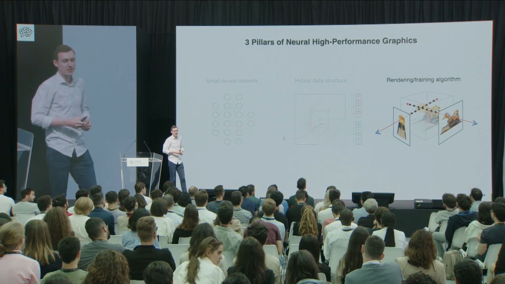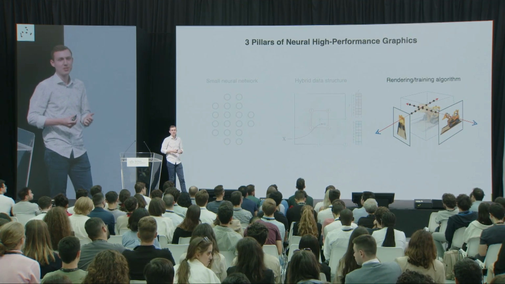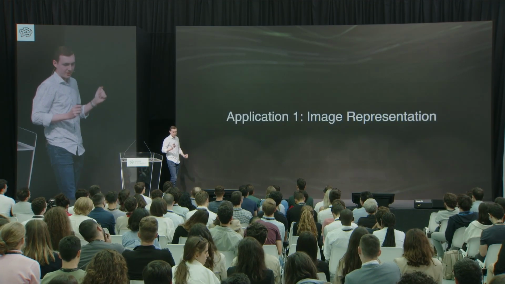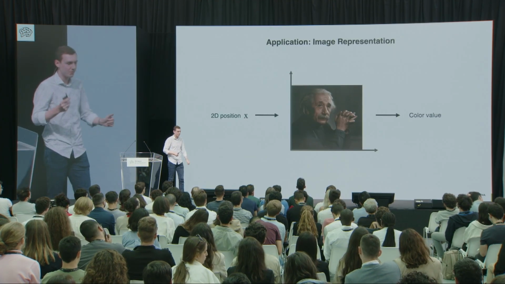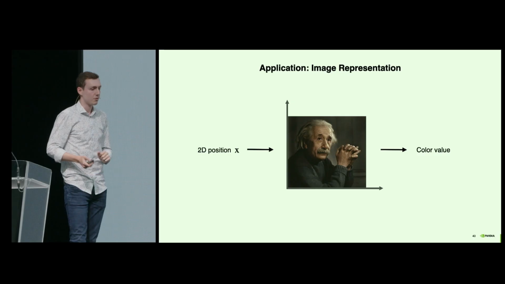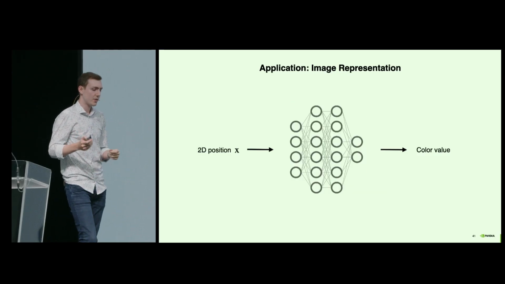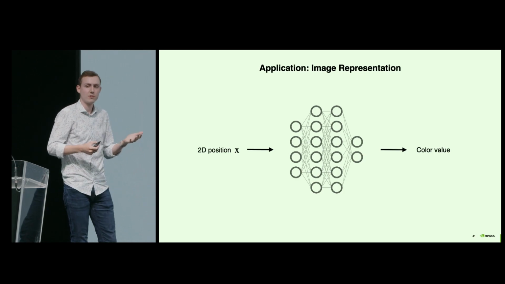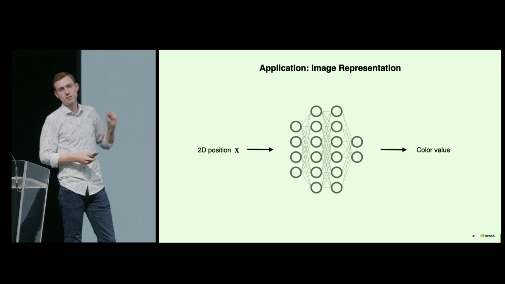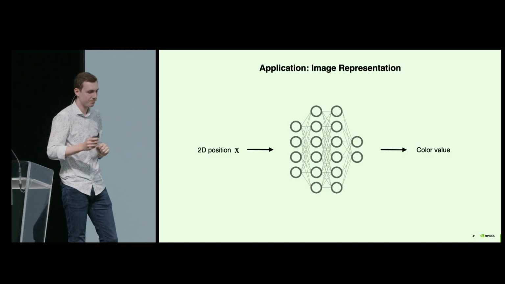So now let's look at a few applications where all of this machinery is actually useful. First one is going to be representing images, probably the simplest one. You can think of an image as a 2D function from a position on the image plane to a color value, right? And so in order to make this into a neural graphics primitive, we just need to learn that function with the hash table neural network combo.